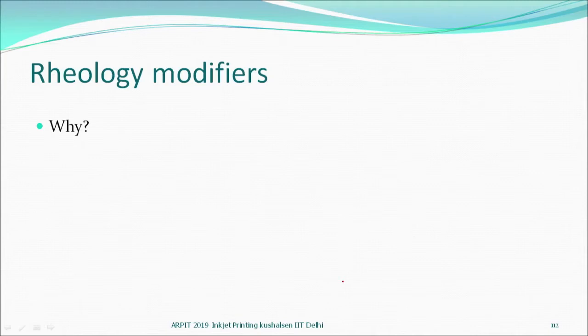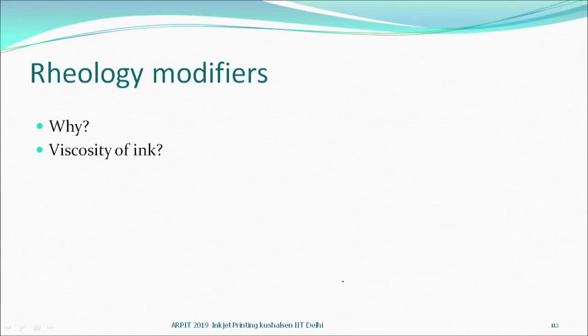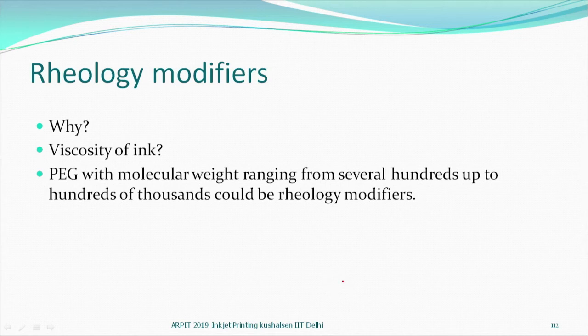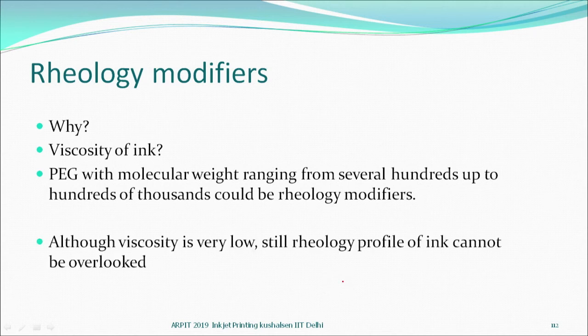So, rheology modifiers therefore are there, as we said, for satellite formation or stoppage of satellite formation, you may have to change the rheology. So, you add some modifier which could be, say, viscosity of the ink, obviously we said is important. Sometimes polyethylene glycol type of compounds with varying molecular weights may be added as viscosity modifiers. Although viscosity is very low, but rheology profile cannot be ignored.